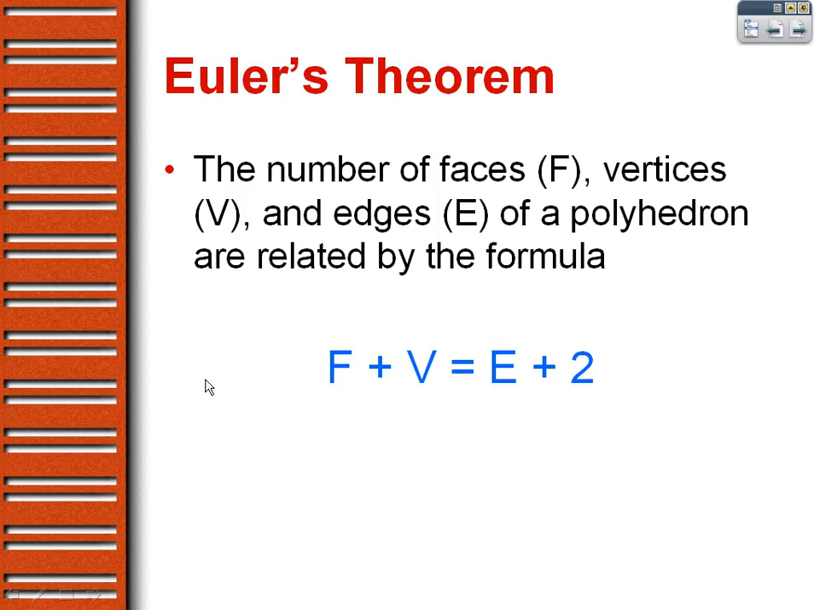There's the relationship. F stands for the number of faces, V for the number of vertices, E for the number of edges. On any polyhedron, F plus V has to equal E plus 2.